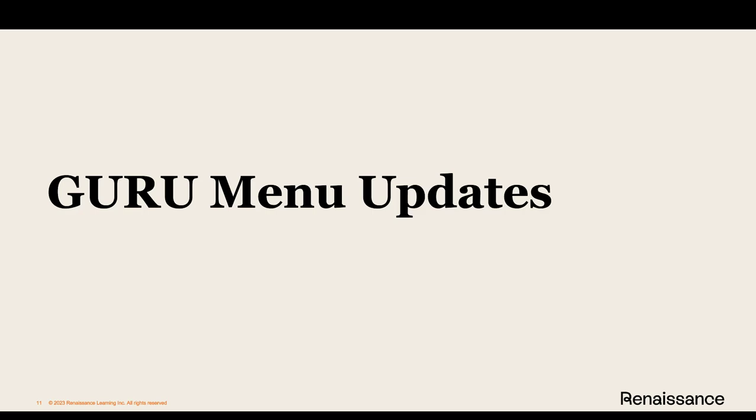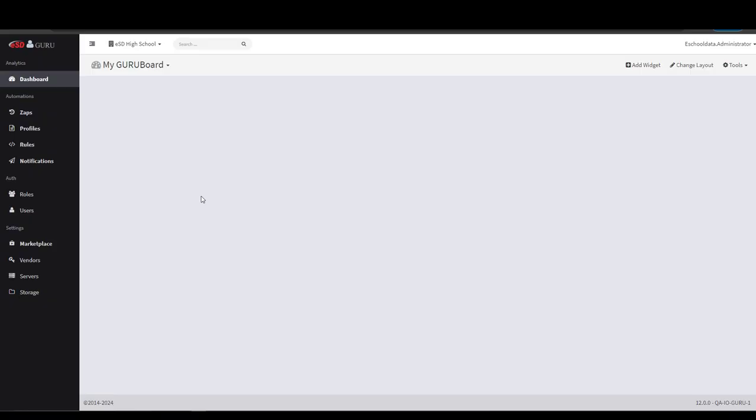The next updates can be found within Guru. If you navigate to Guru, you'll notice that our side menu has changed slightly. Notifications, which were previously beneath settings, have now moved up to automations. And within settings, we've removed the subsection of configurations, and we have just added menu items for each of those items previously contained within configurations.